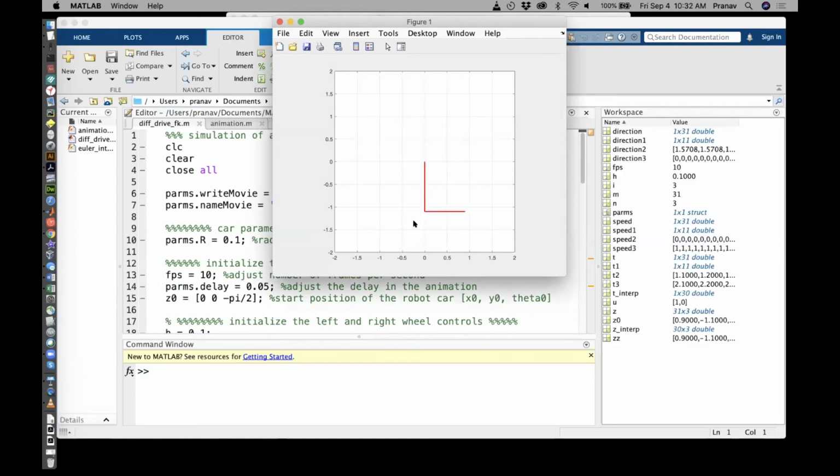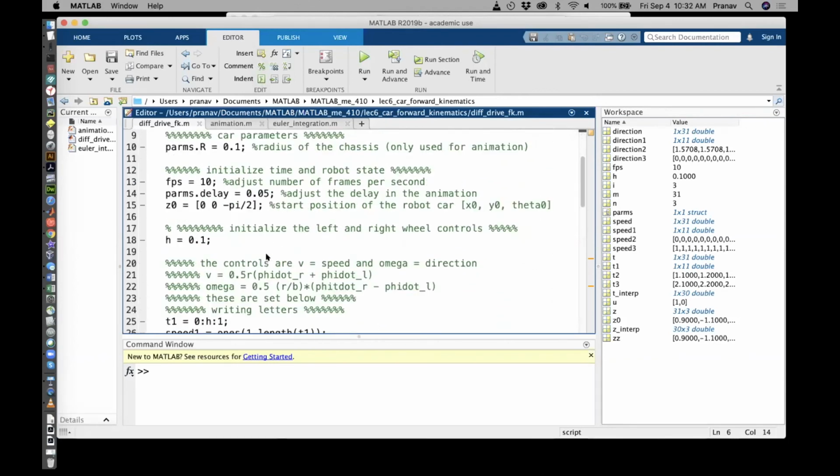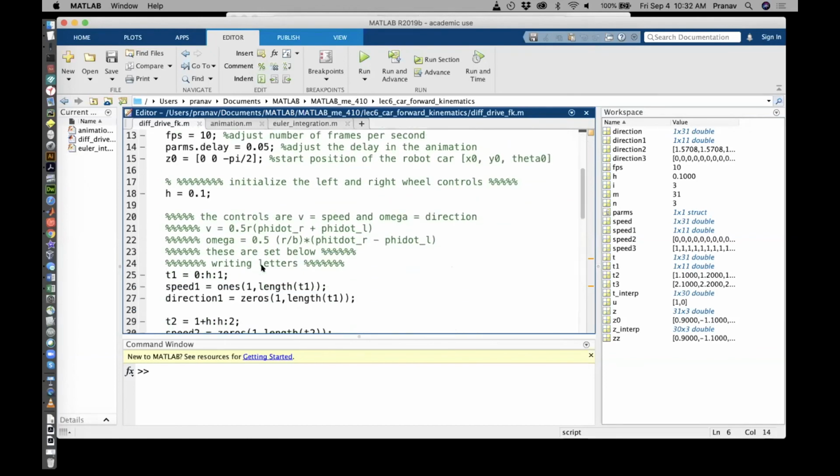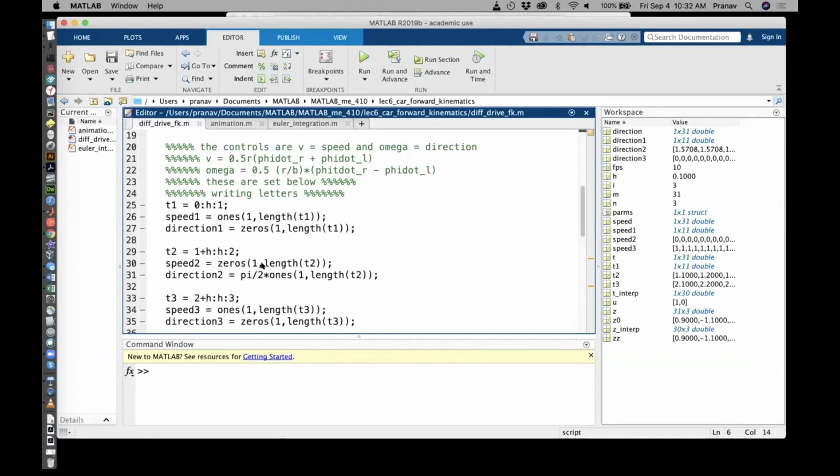Okay, so you just barely saw it. It's basically a car which was drawn as a circle, and it just basically drew the letter L. So what goes into the program is basically the inputs to how you want to control the car.